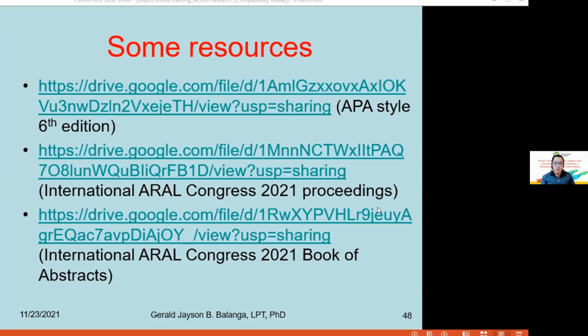Then you may want to read the book of abstracts in the International Action Research Action Learning Congress in 2021. So this is the book of abstracts. There are a lot of examples there of action researches, which of course contain certain interventions that the researchers have implemented. So by taking a look at the book of abstracts, you will have some ideas on what interventions to suggest to your teachers, to consider in order to solve certain classroom problems.